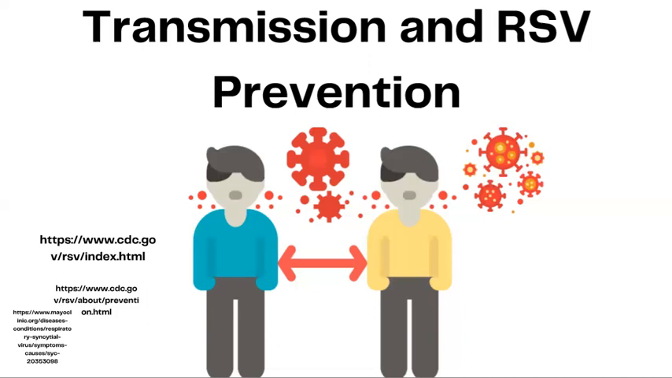Till then, you can use palivizumab as a medicine for RSV. That is the medicine that is most effective for that. But for prevention, you have to wash your hands, avoid exposure, and keep things clean and disinfected. Don't share your drinking glasses with others because it can spread the infection.